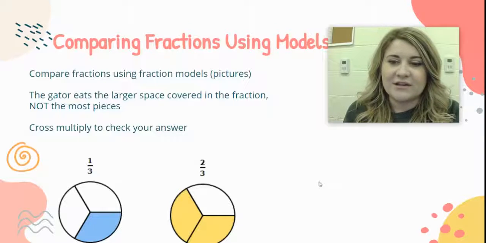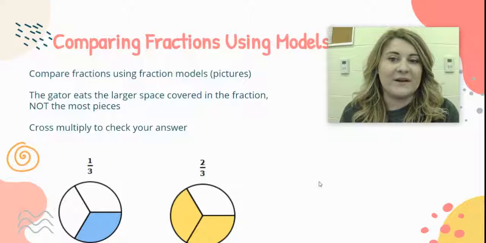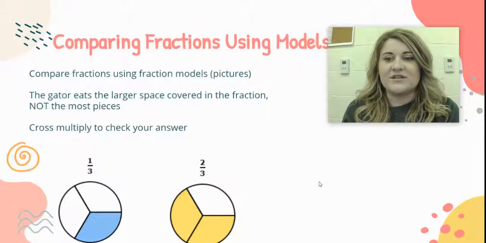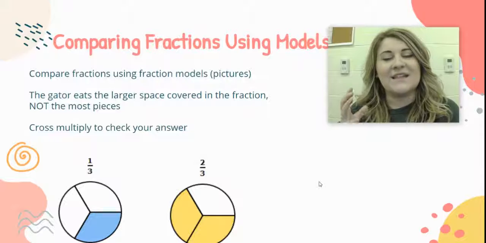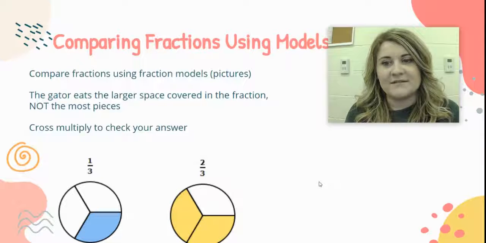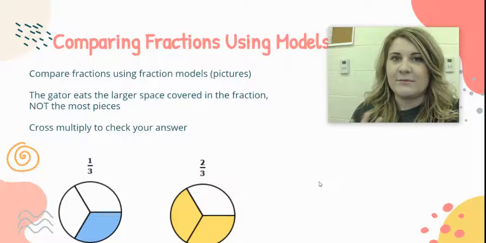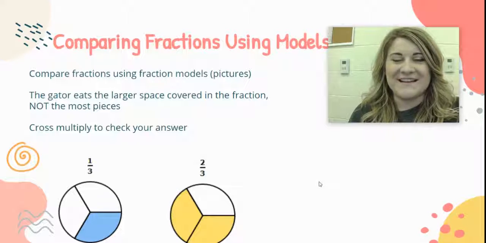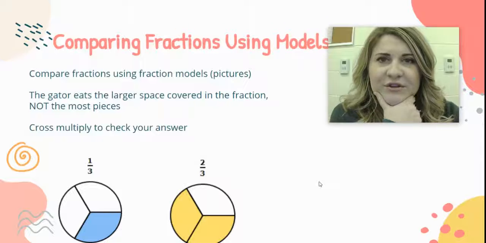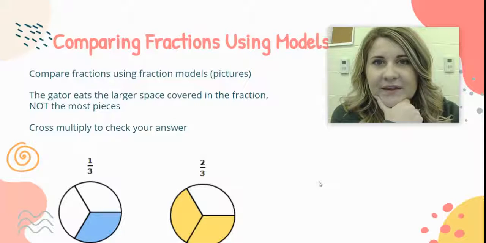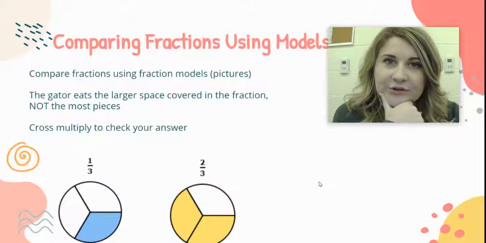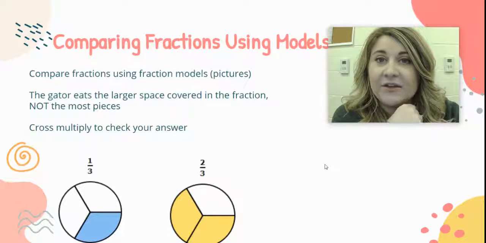So with 1/3 and 2/3, obviously these are both split into thirds as well. So we can see very easily which one has more colored in because they are broken up into the same amount of parts. Let's double check by cross multiplying to make sure we know which one the gator's going to eat. I want you to think, which one do you think has more space colored in? The blue or the yellow fraction? 1/3 or 2/3? Okay, now that you have that in your head, let's cross multiply and make sure.